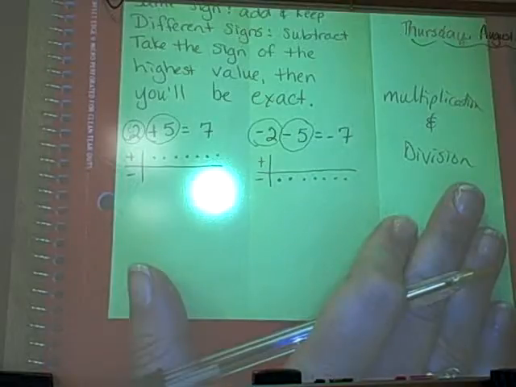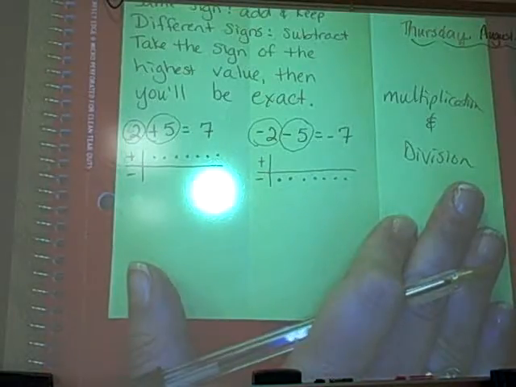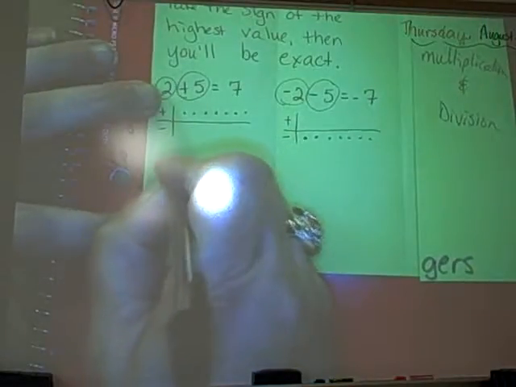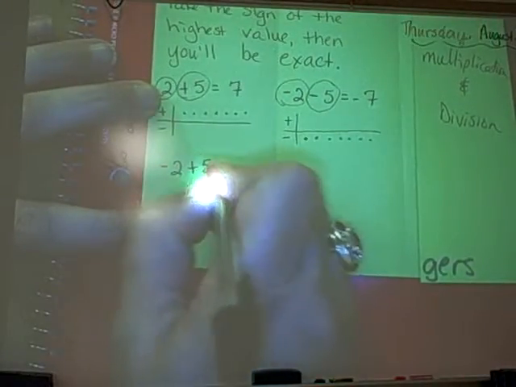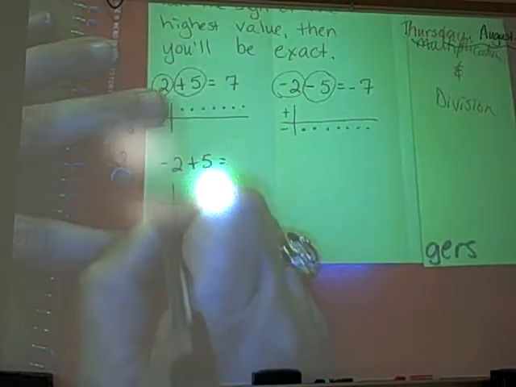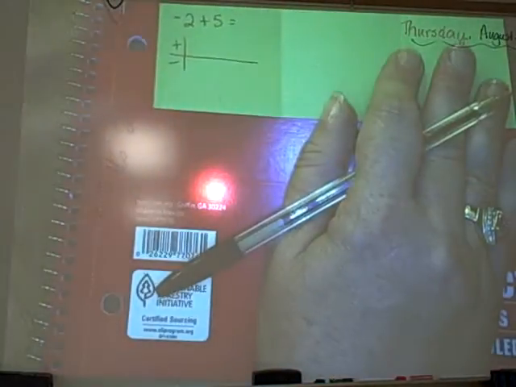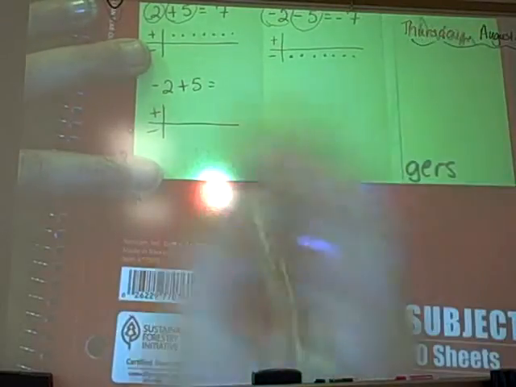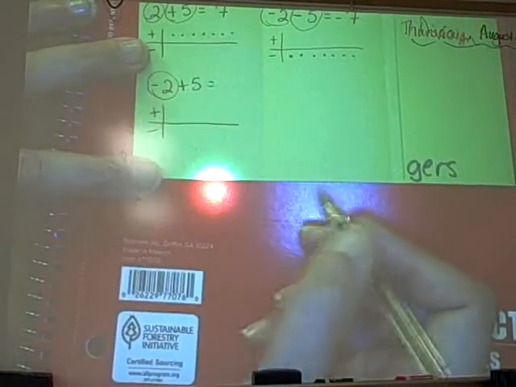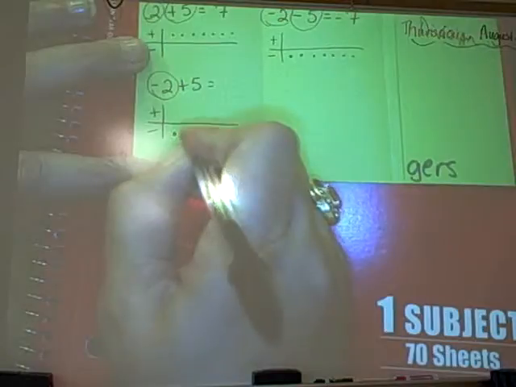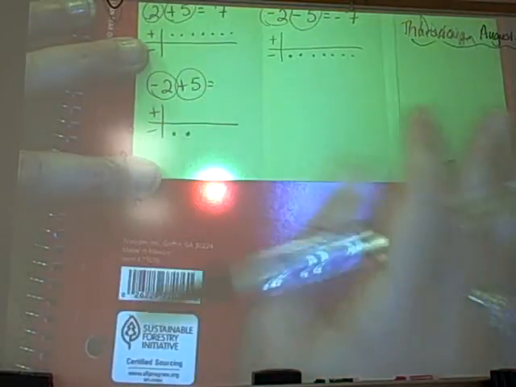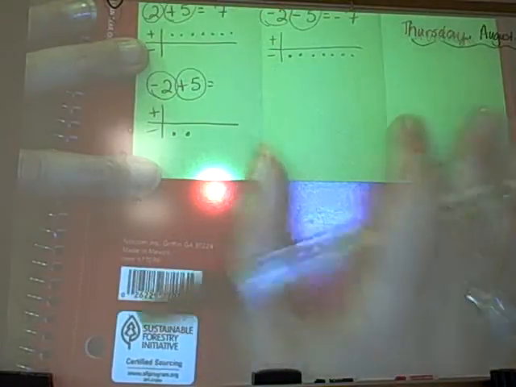Y'all see how those work? Those are pretty easy because they're the same sign. Okay, then we have negative 2 plus 5. Oops, sorry. Negative 2 plus 5. So I have 2 negatives. And then I have 5 positives.